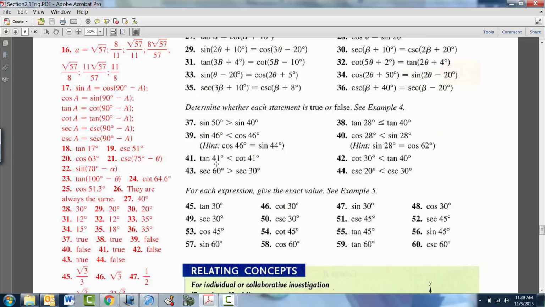Okay, so is this true or false? As theta increases, tan increases. As theta increases, cotan decreases. This is actually true, because tan gets bigger once it's past 45 than cotan. Tan's smaller than cotan from 1 up to 45, and after 45, it gets bigger than cotan. So that's how you do it without a calculator. Did you all get that?